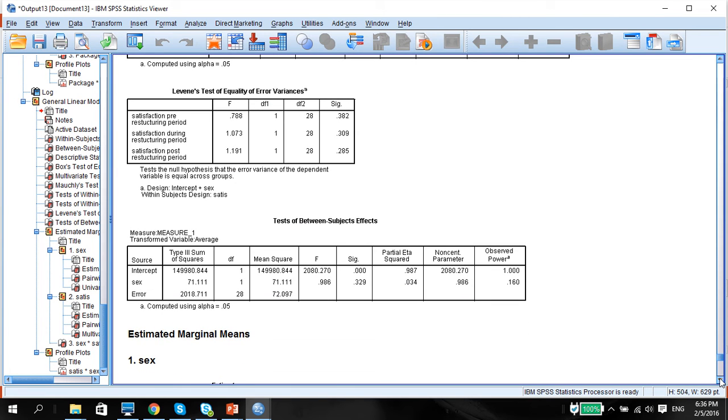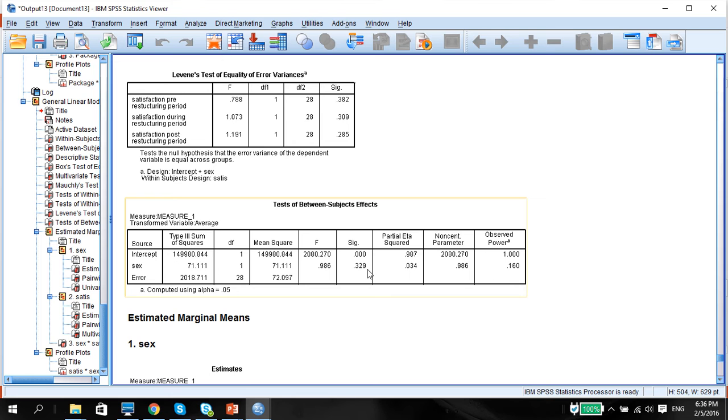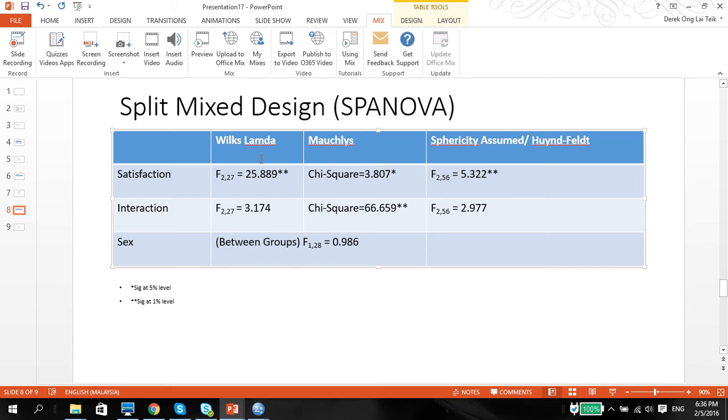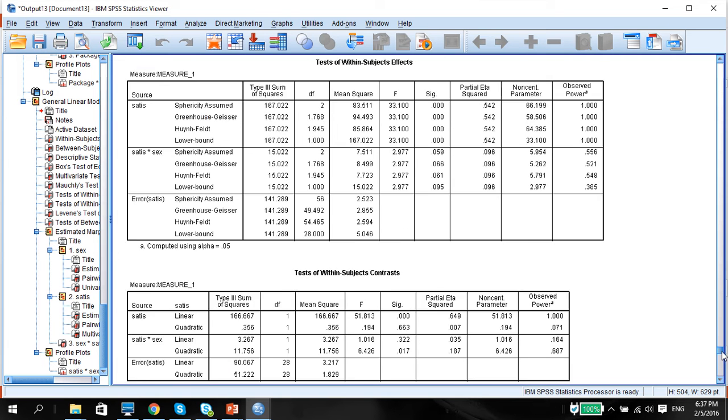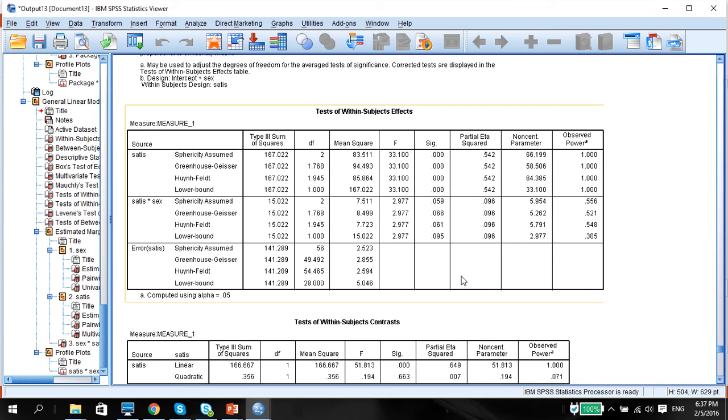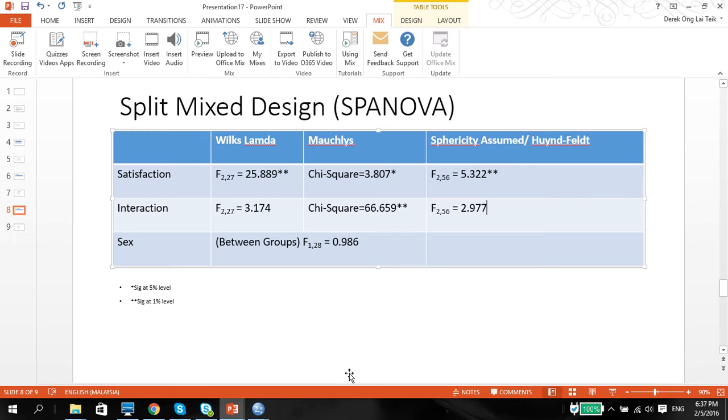So finally, we look at the test between subjects, which is the sex. Very important. We find here that it is not significant for sex. So here it is not Wilks' lambda, it's actually the F-test between the groups. So make sure you put in the correct F-test between the groups. So it's F 1, 28. Yeah, F 1, 28. Just checking something. So tests within subjects, you have F 2, 56 and 2, 56. So we are right, F 2, 56.